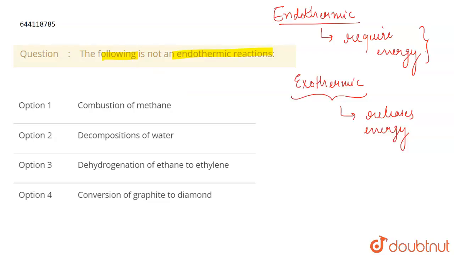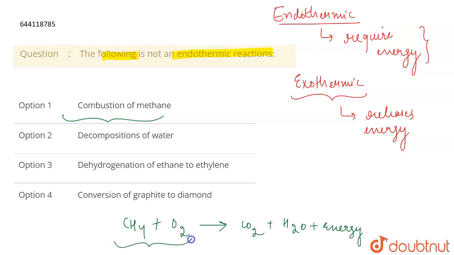Now, if we talk about combustion of methane, CH4, combustion takes place in the presence of oxygen, in the presence of air. The products of combustion are carbon dioxide and water along with a large amount of energy. So combustion is an exothermic process because a large amount of energy is released here.